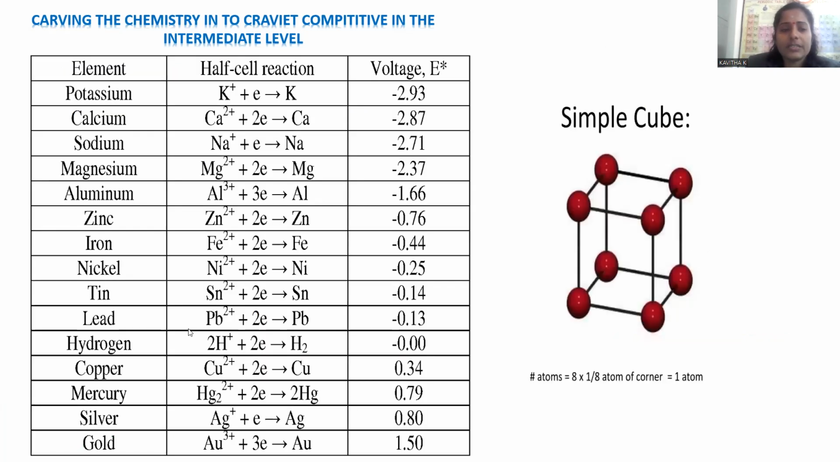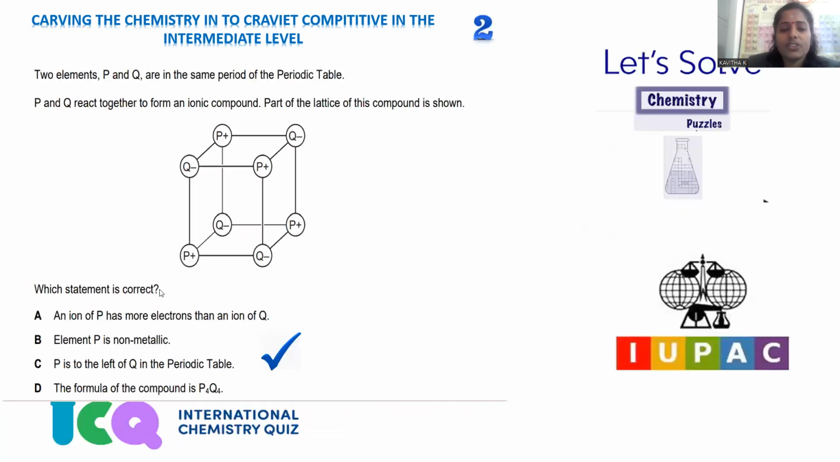If we see the electrochemical series, potassium will lose the electron. Calcium also has the tendency, sodium, magnesium, aluminum, zinc, iron, nickel. Any kind of metal has a natural tendency to lose the electron to get the electropositivity. So we can say element P is non-metallic is absolutely wrong. So P will be electropositive, and being a metal, the positivity is assigned to this one.